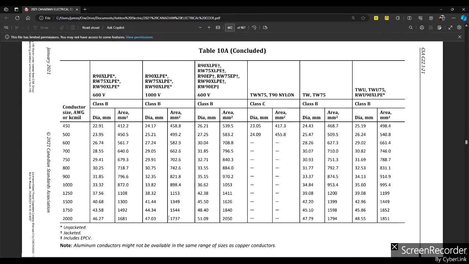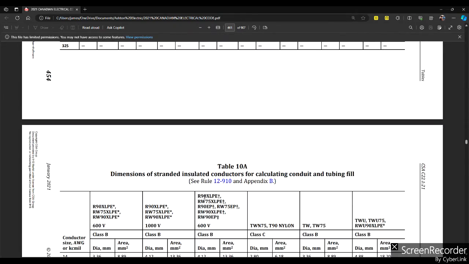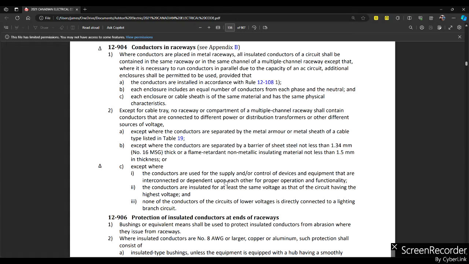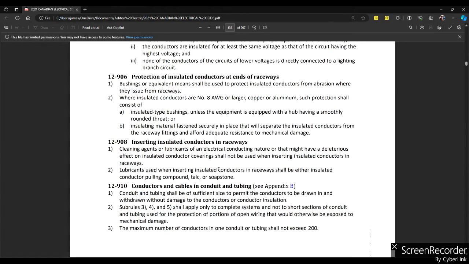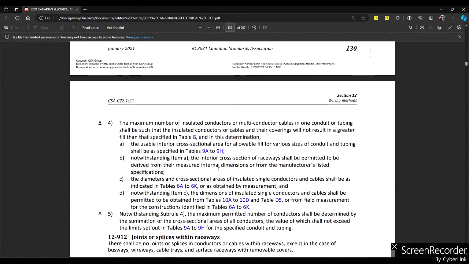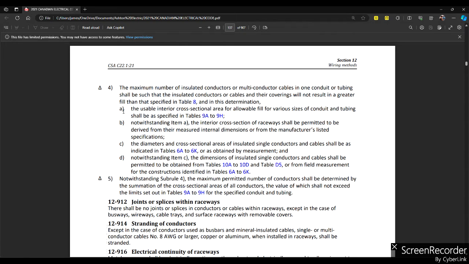Okay. Where does that come into play? I say it's an older rule. Well, let's keep reading the rule here and I'll show you. All right, so keep that table 10 in mind. If I come back to here, item A talks about the interior fill for conduits, different types of conduits, and based on what you're allowed to fill it up to, which comes out of table 8. Okay.